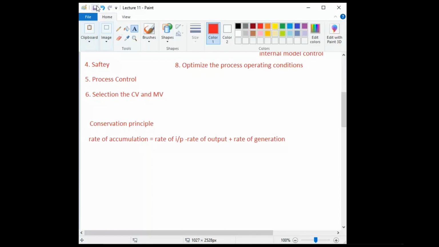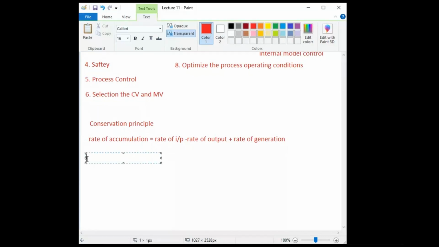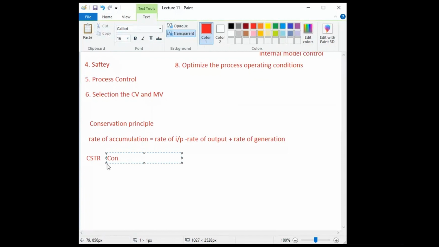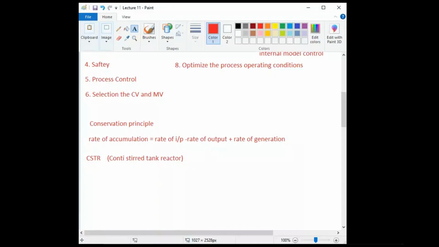Okay, so now we will start the first model. This is CSTR. CSTR stands for continuous stirred tank reactor. So CSTR is one of the benchmark examples of process control which we will use repeatedly at many places in process control for studying various things. We will study this. We'll use this.